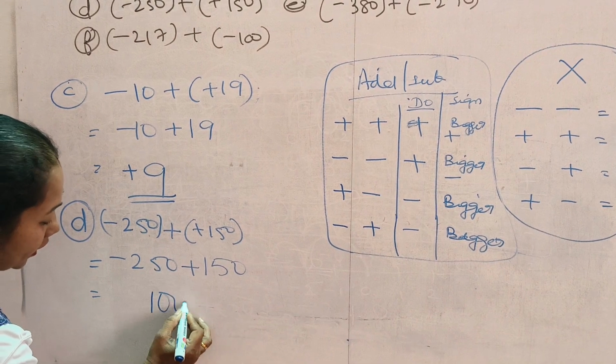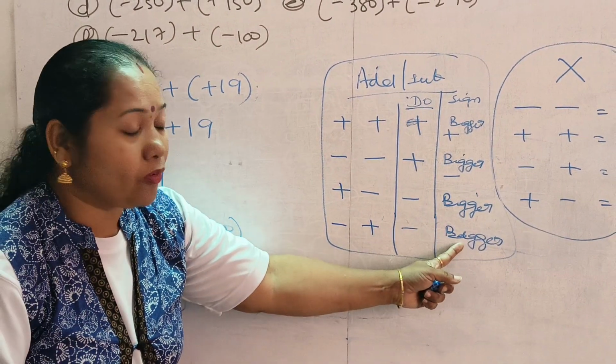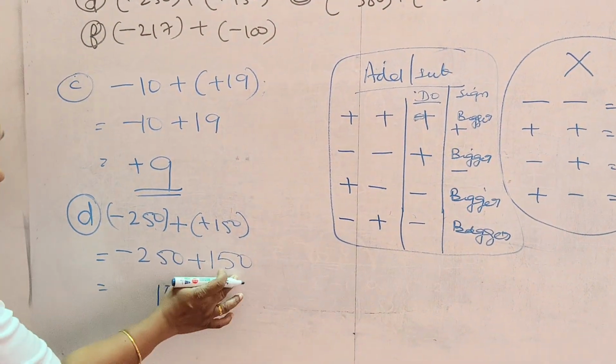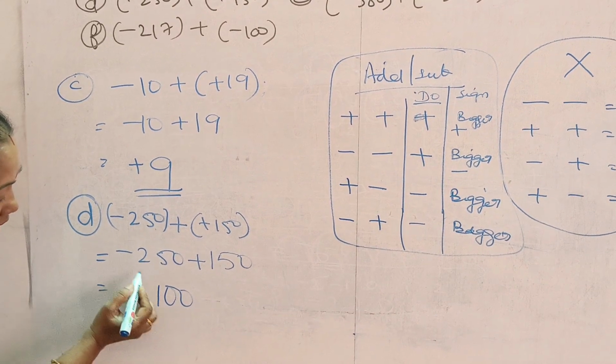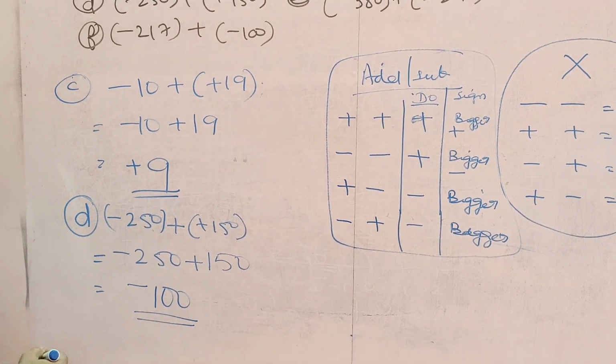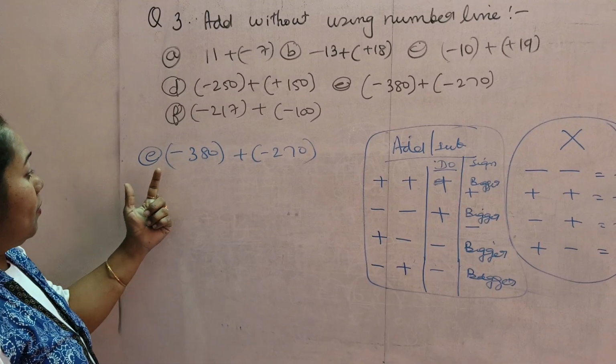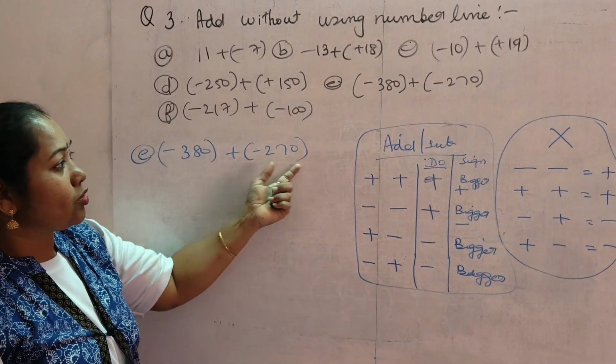100. And we will put the sign of the bigger one. So which is the bigger number here? 250. So the sign is minus. The answer is minus 100. Next: minus 380 plus minus 270.